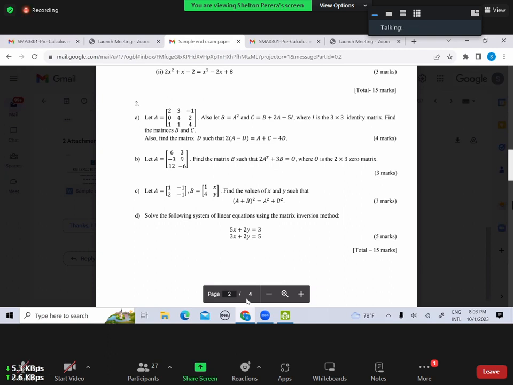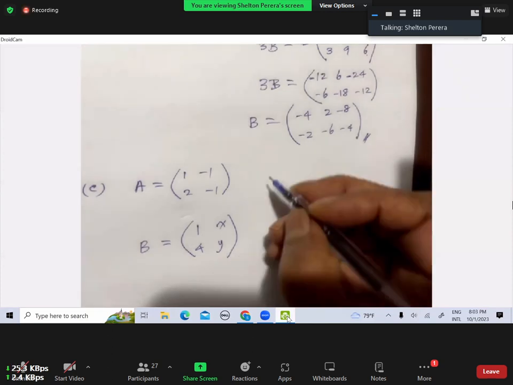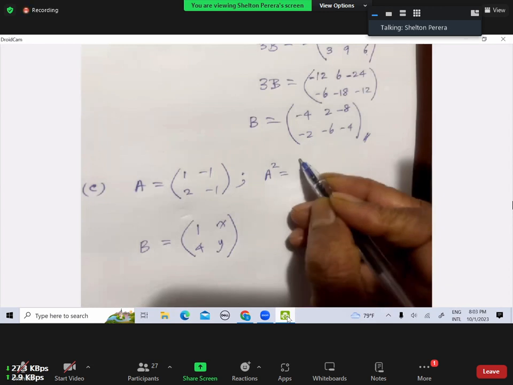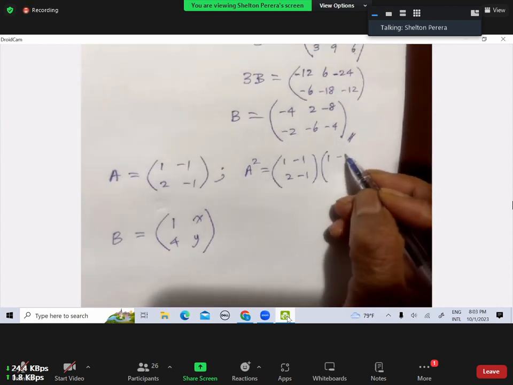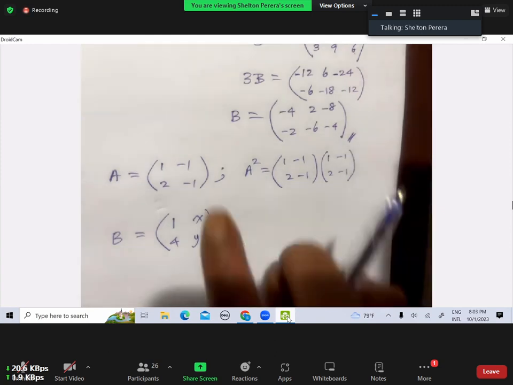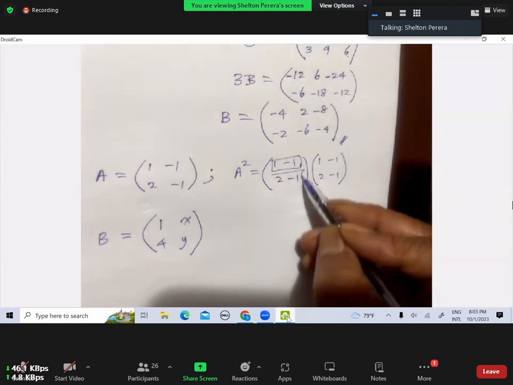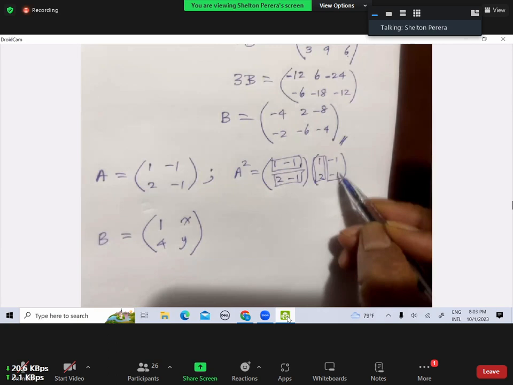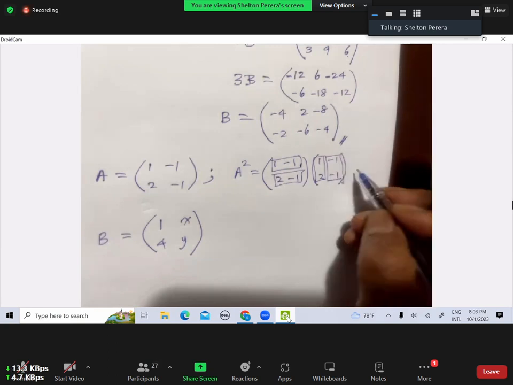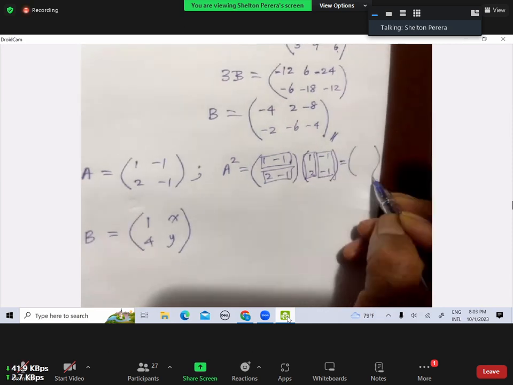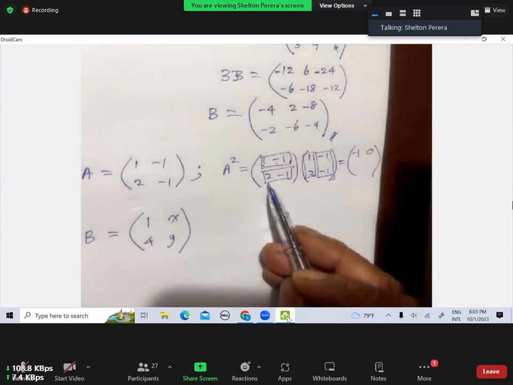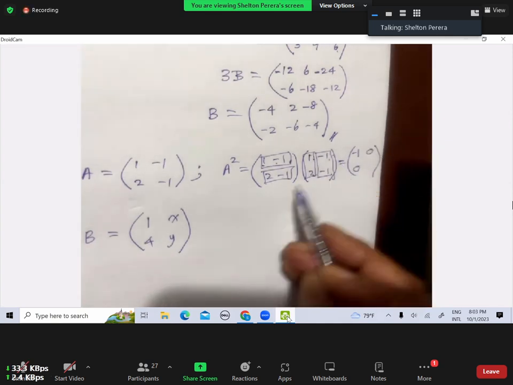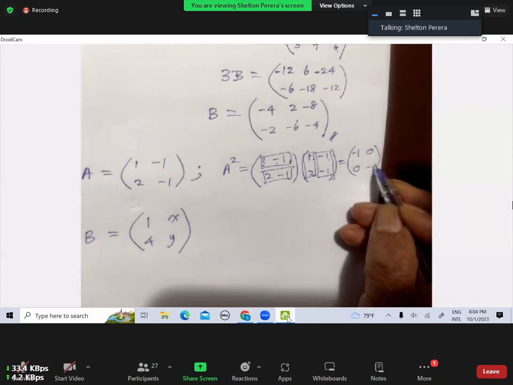So, I need to find A squared. From this, we know A squared equals [1, minus 1; 2, minus 1] times [1, minus 1; 2, minus 1]. A squared, A times A. Multiply this. Nobody can make a mistake when you do it this way. This is equal to only 4 entries. What are they? 1 minus 2, minus 1. Minus 1 plus 1, 0. 2 minus 2, 0. Minus 2 plus 1, minus 1. That is my A squared.